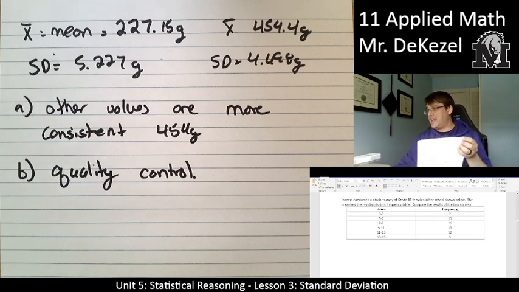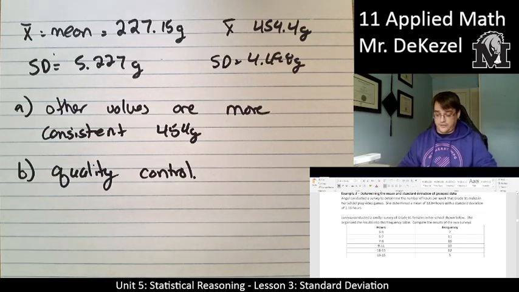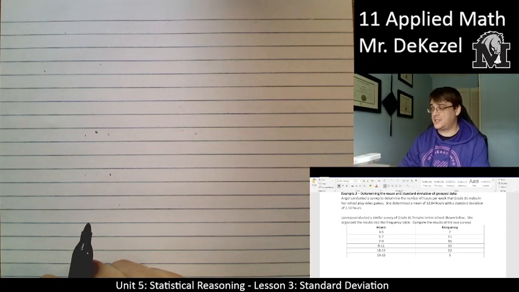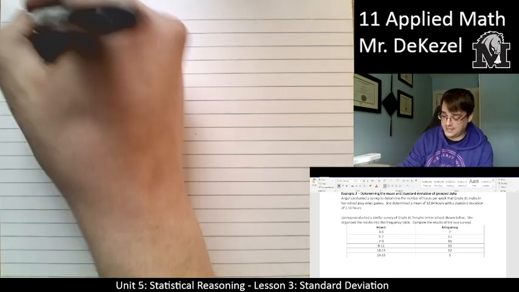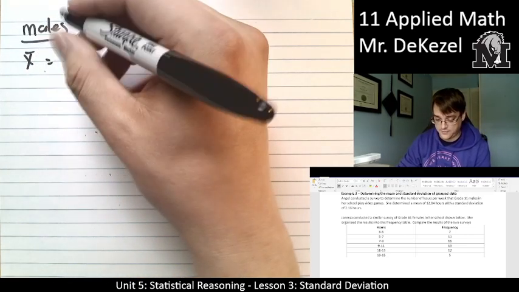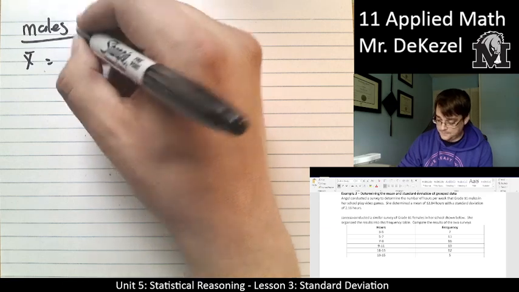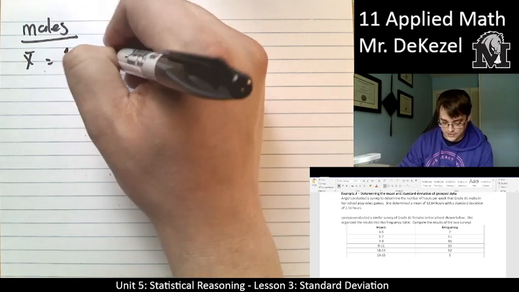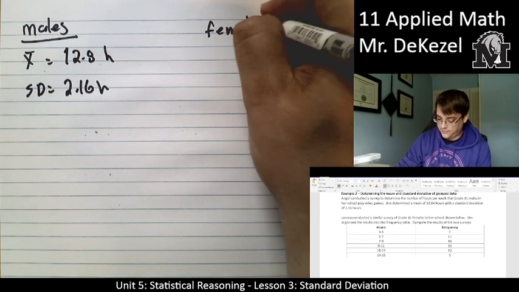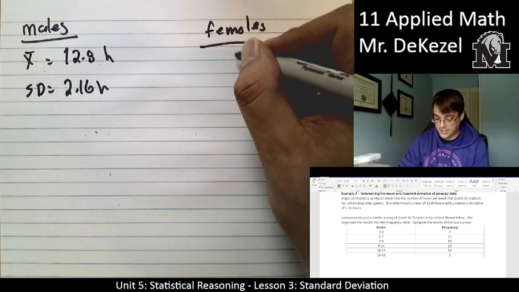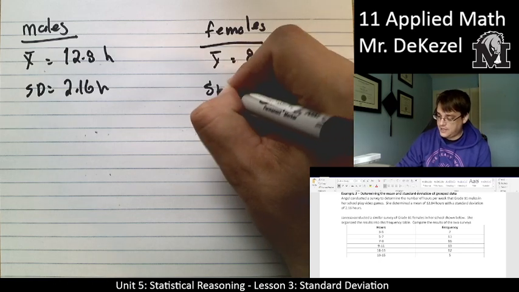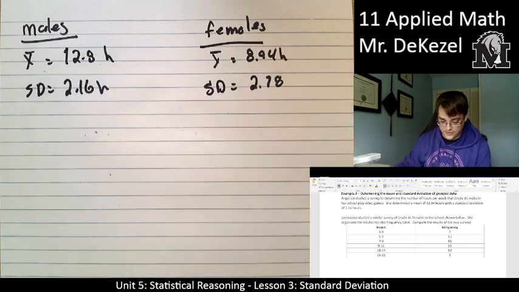And we have our last example. Again, we're going to lay out the information that you need so that you don't have to use it to find the standard deviation yet. But this is information for males that was given. So the mean for males for video games is 12.8 hours, and the standard deviation is 2.16 hours. While for females, we can find from our information above in our table, the mean is 8.94 hours for females, and the standard deviation is 2.78 hours.